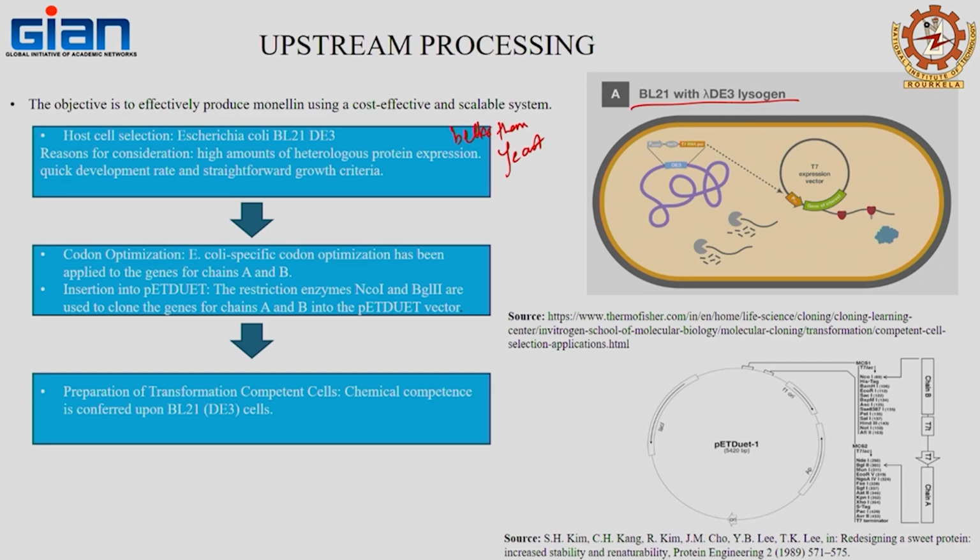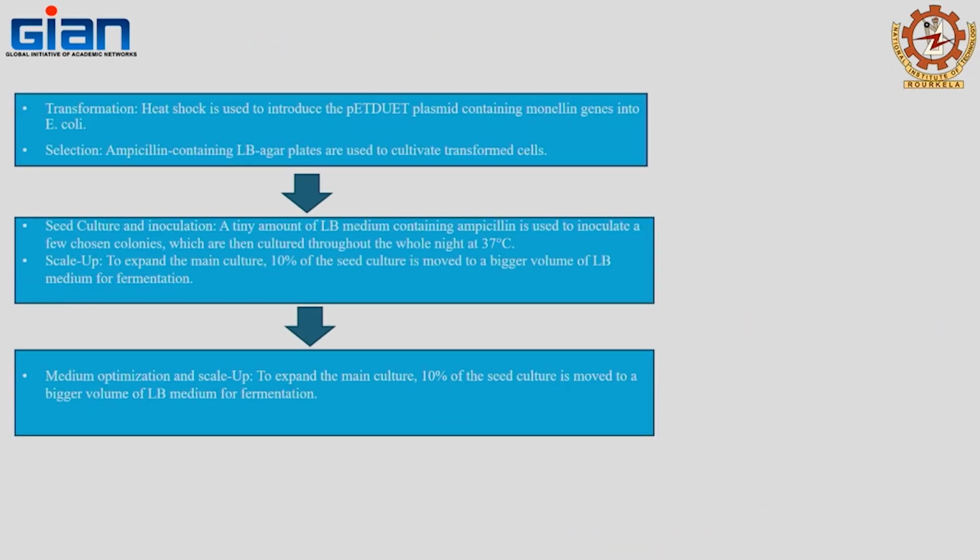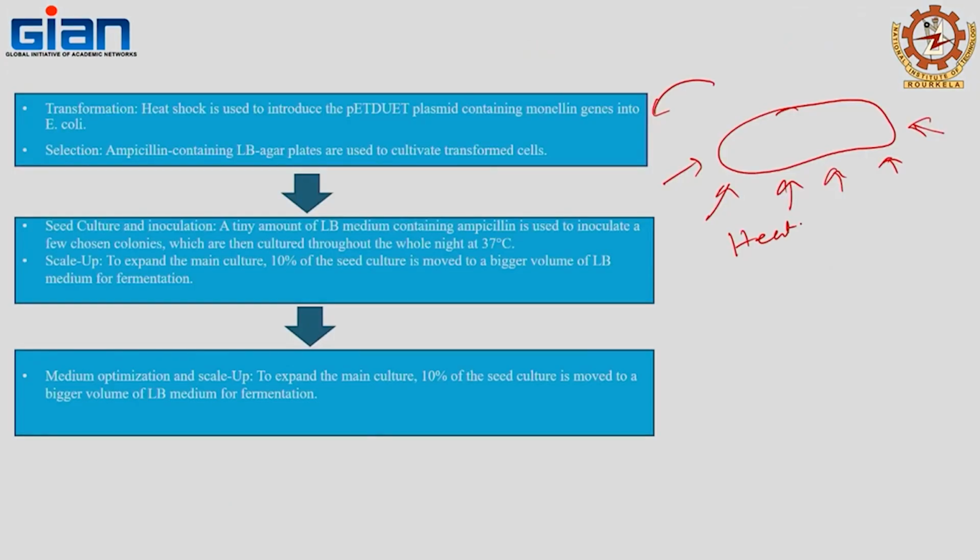After transformation, for insertion of the foreign DNA, heat shock is induced, with selection through ampicillin-containing LB media for transformed cells. After that, seed culture inoculation follows. The precultures were incubated at 37 degrees Celsius. Scale-up was done using 10% of the seed culture relative to the fermentation volume. Then medium optimization is conducted for proper functioning of the next step, which is fermentation.